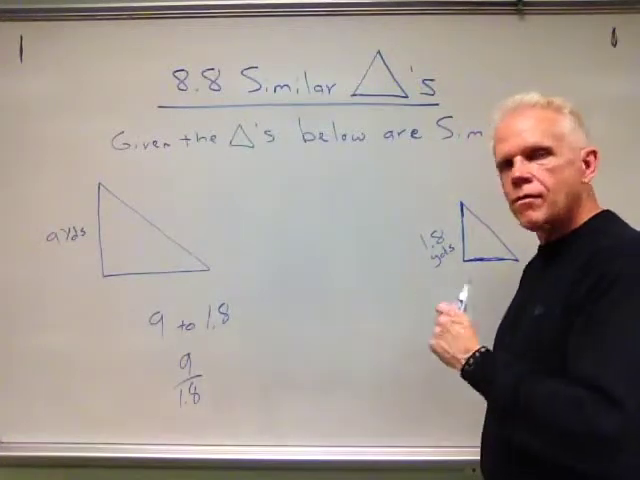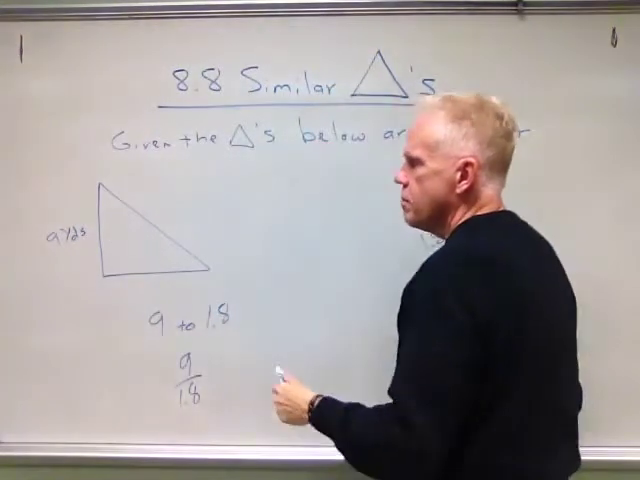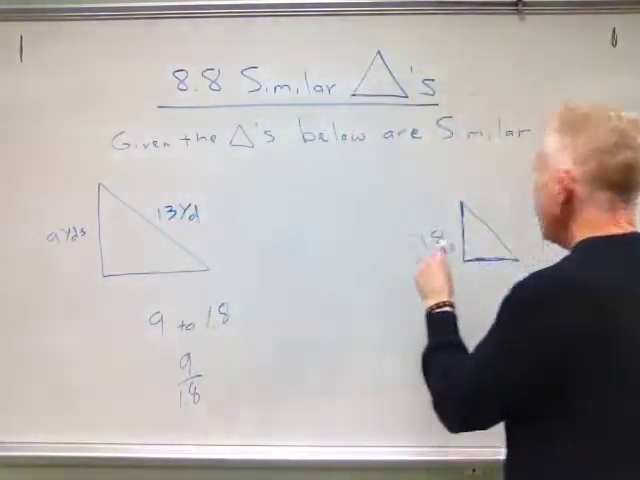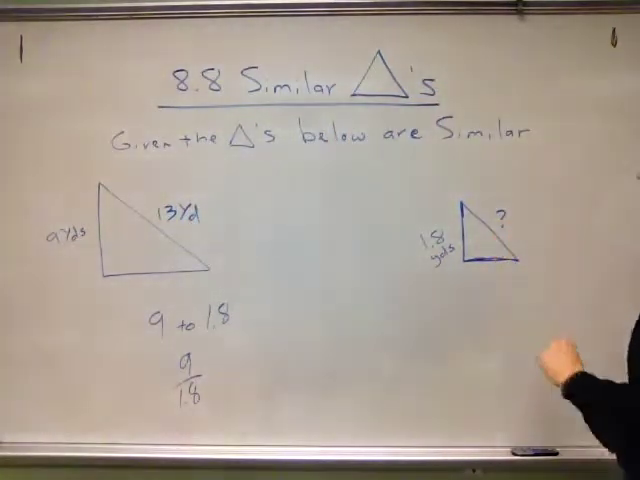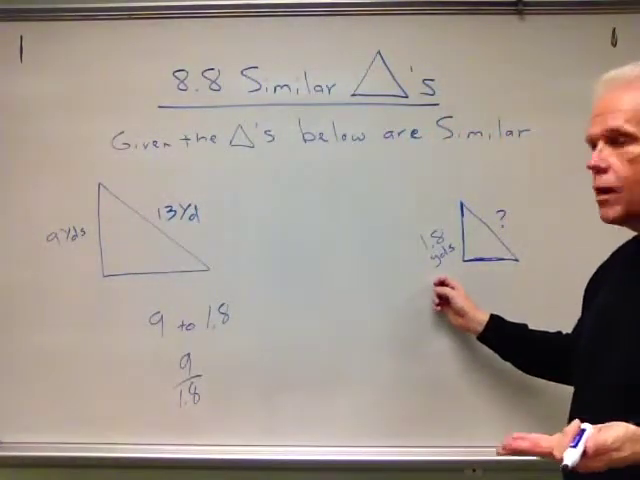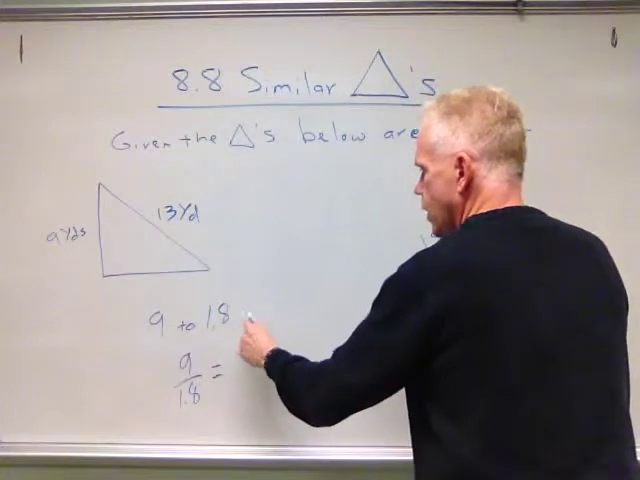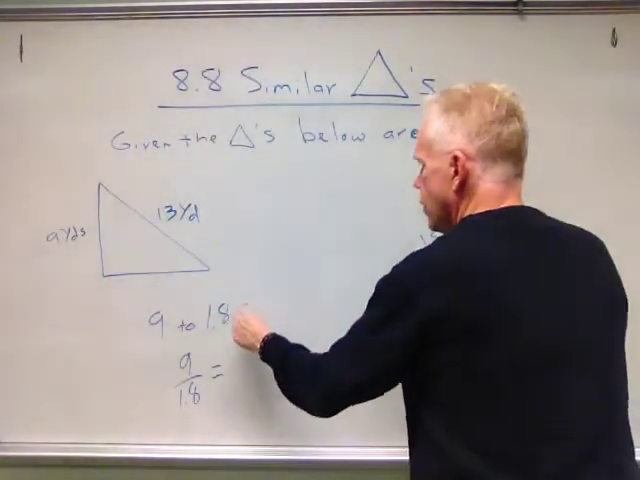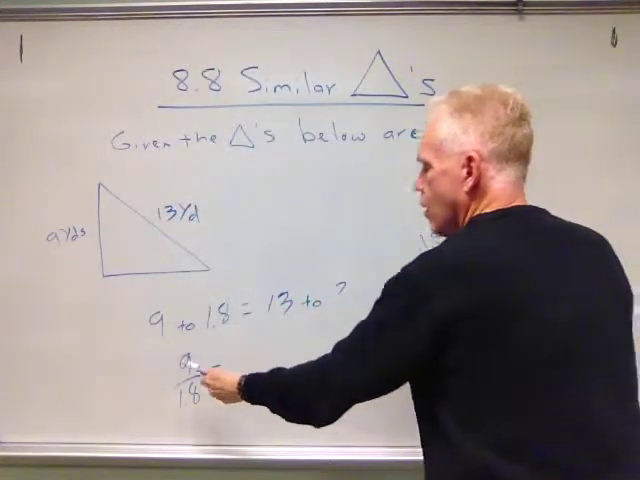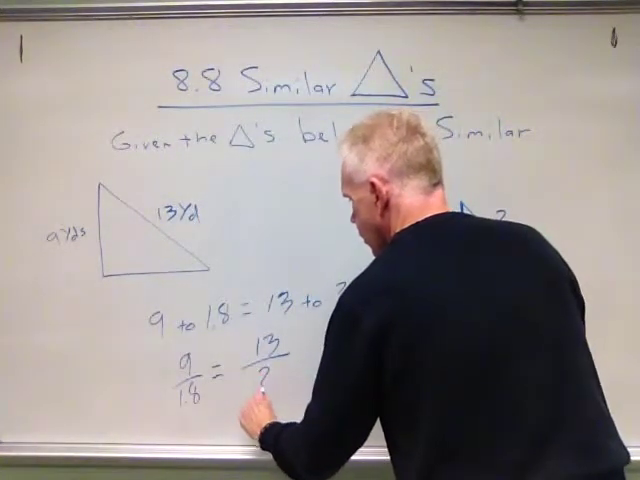Now, from that, if I give you another corresponding side, let's say I give you this side right here, and I'm going to make it 13 yards. And I ask you, what's the length of this side right here? I can use my information, 9 over 1.8, to create a proportion: 9 to 1.8 equals 13 to question mark, or 9 over 1.8 equals 13 over question mark.